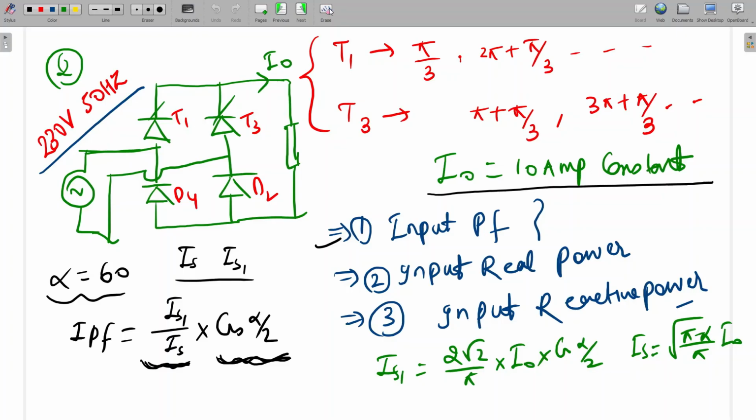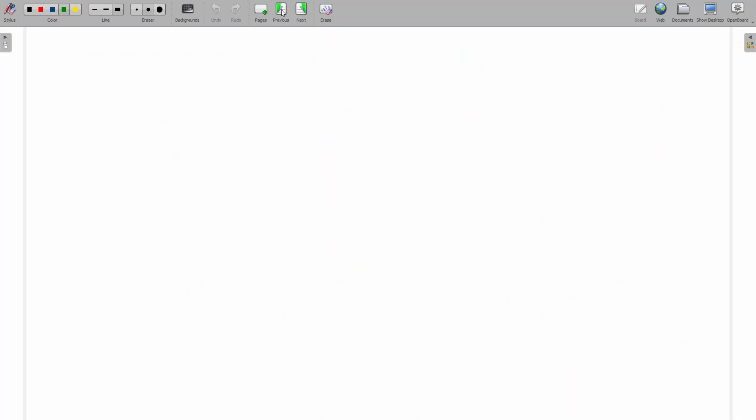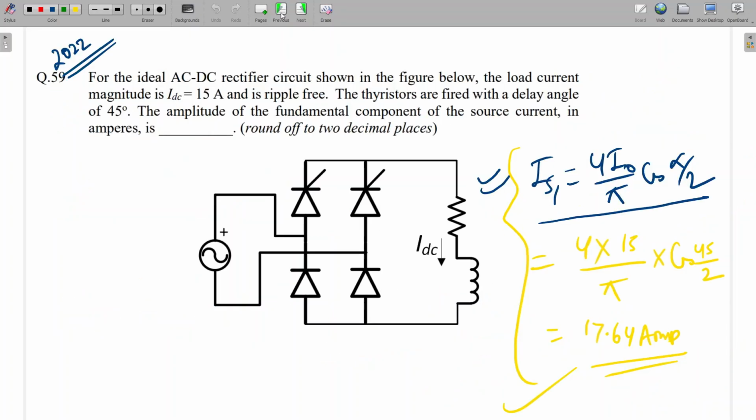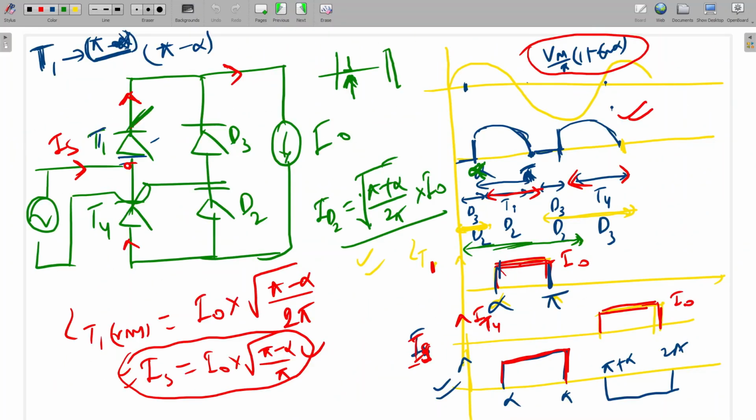Is it clear to all? Already we have derived that thing. For source current, it will be pi minus alpha by pi. Already we have derived. I will show you. So here we have derived pi minus alpha by pi. This is the source current for all. And for thyristor current, somewhere it will come by 2 pi.